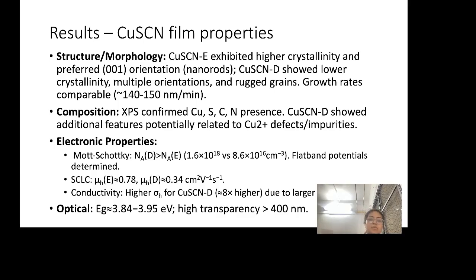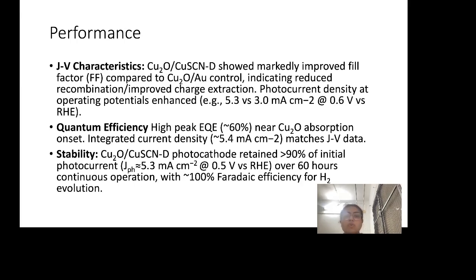Optically, we see that the band gap is similar for both, from around 3.84 to 3.95 electron volt, and both are highly transparent, which makes them very suitable for tandem applications. Then we go on to the performance. Here we look more at the D type because it is the one with the high conductivity. It shows a much higher fill factor as compared to the gold counterpart, reduced recombination and improved charge extraction. And there is a higher photocurrent density at operating potentials, which is 5.3 milliamps versus 3 milliamps.